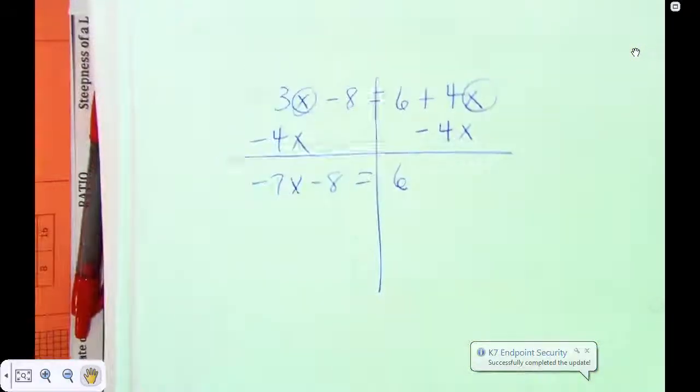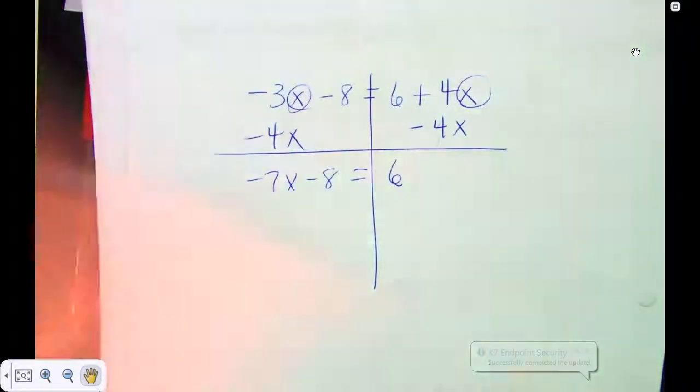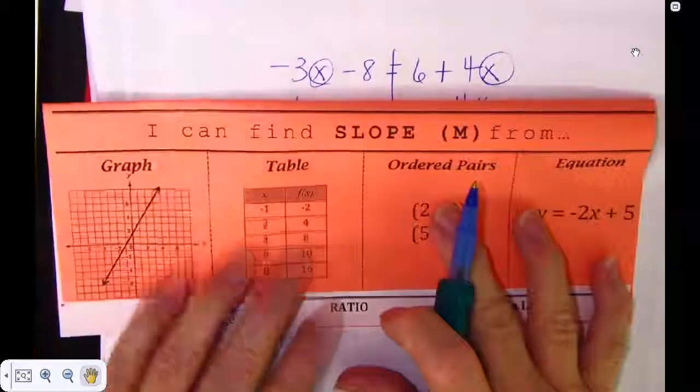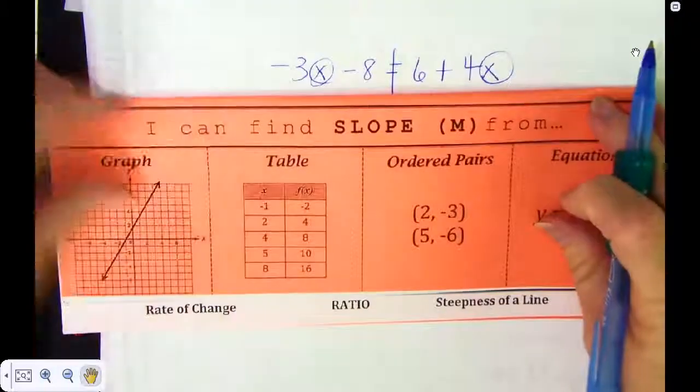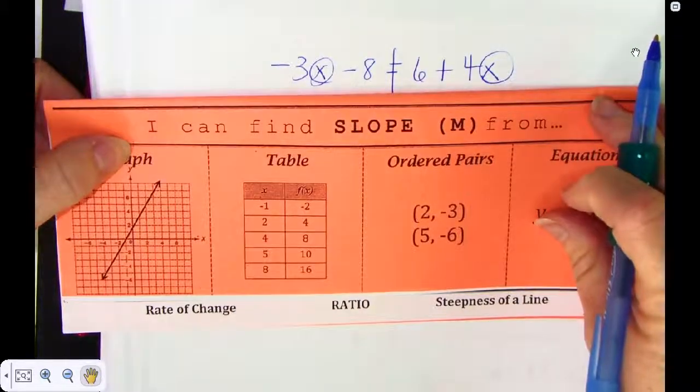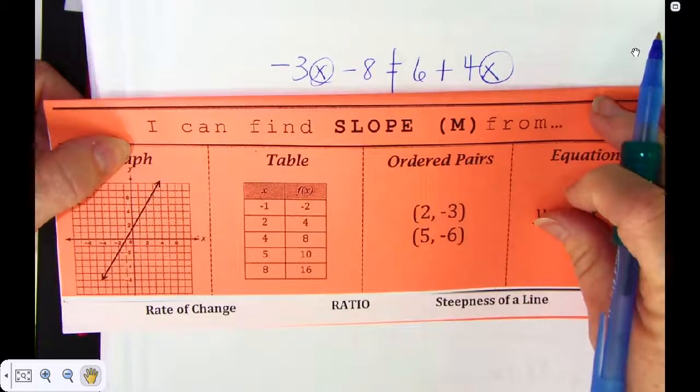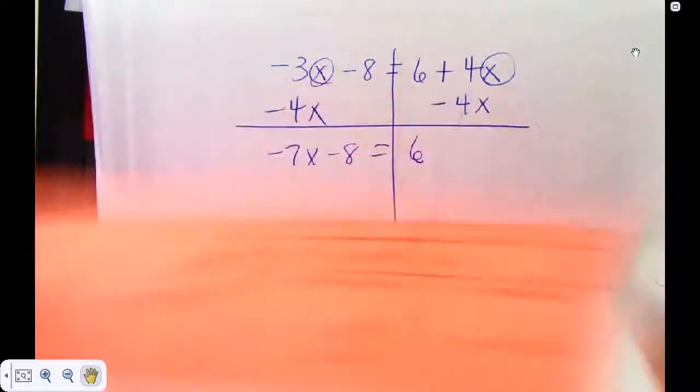Okay, we're doing the warm-up. Negative 3x minus 8 equals 6 plus 4x. There are some people after grading DD40 that don't understand. They're doing some crazy stuff.